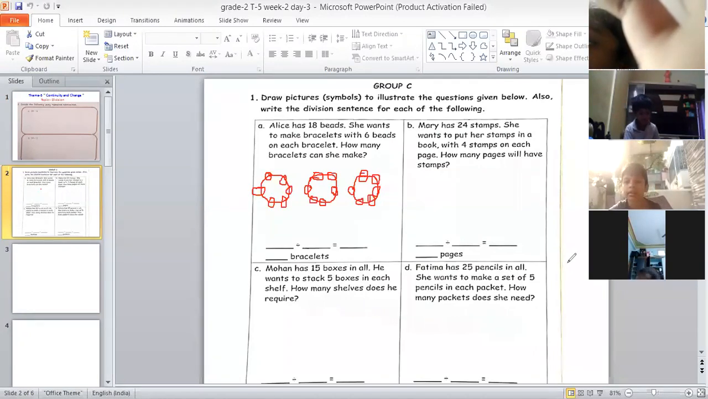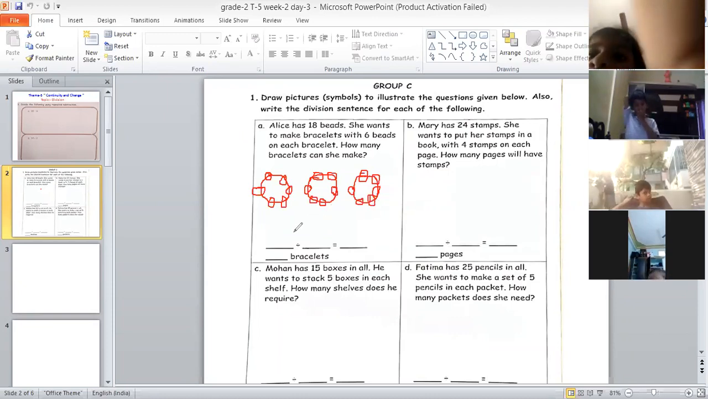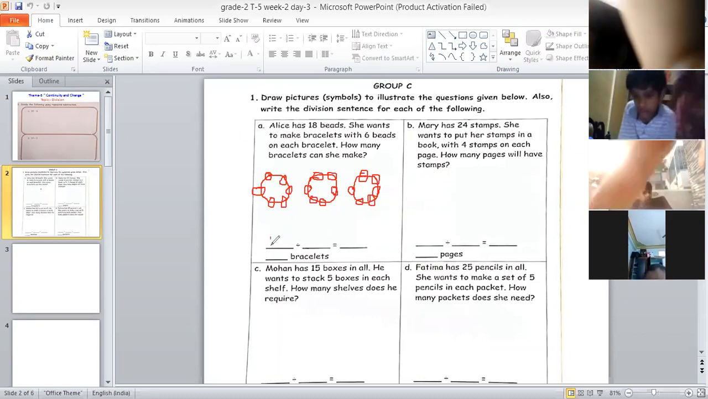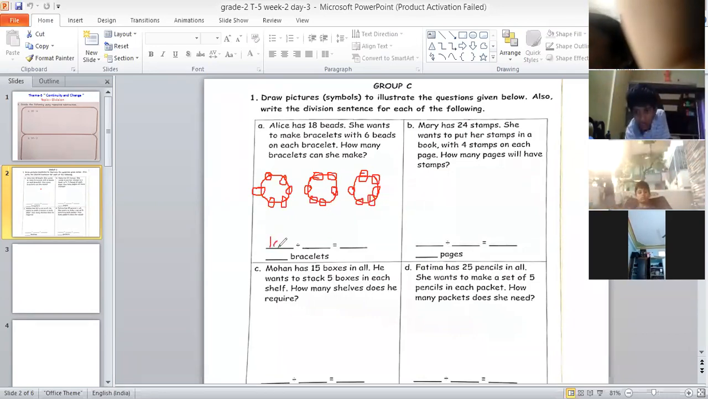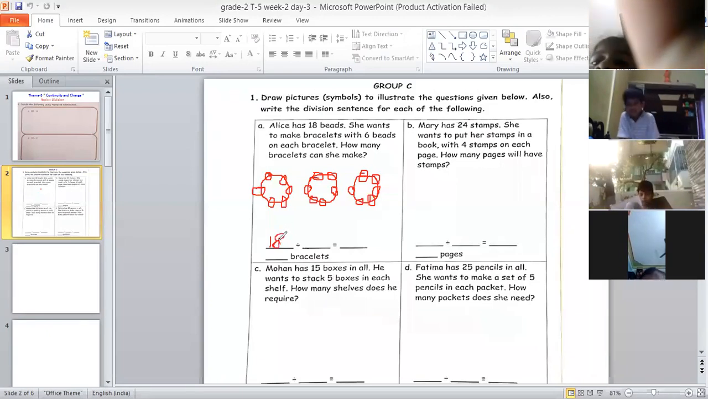3. Yes. We got 3 bracelets, children. You can count them easily. 1, 2, and 3. So if we have to use 18 beads and in one bracelet there are 6 beads, then we'll get 3 bracelets. The total number of beads was 18, so we'll write 18 here. You will write this 18 in this blank. The blank space is there. There you will write 18. Okay.